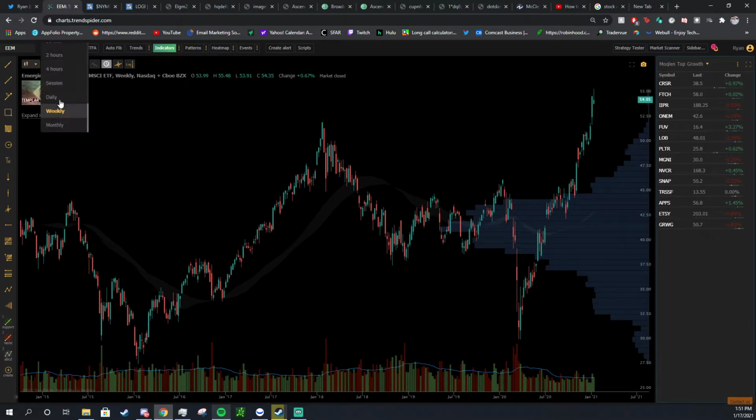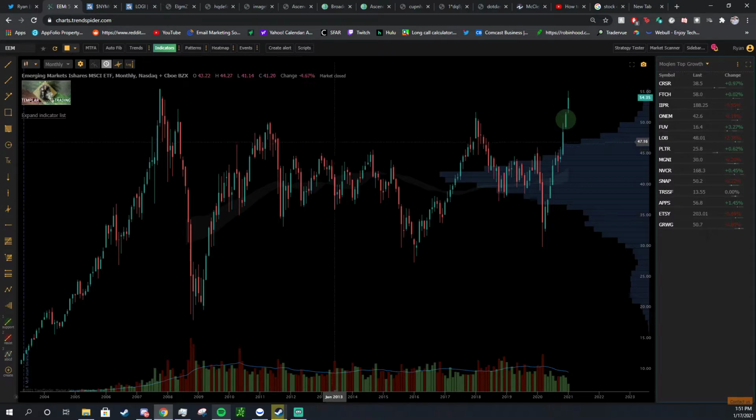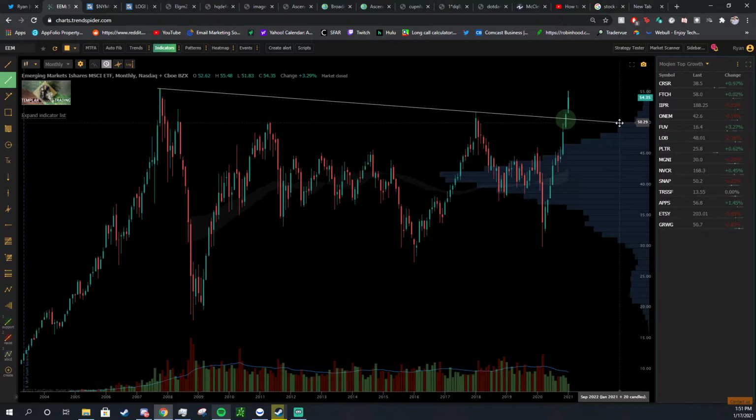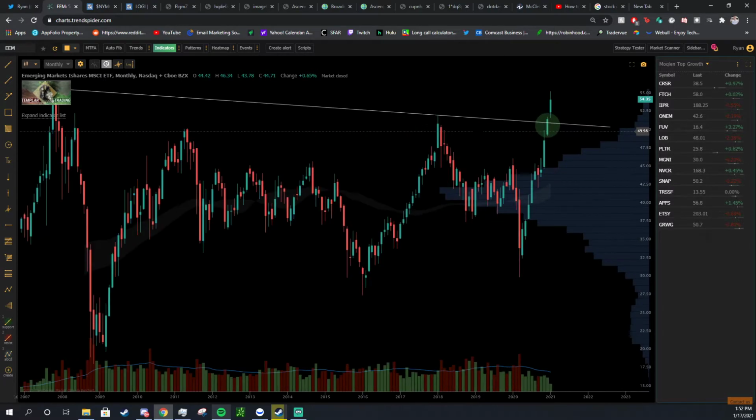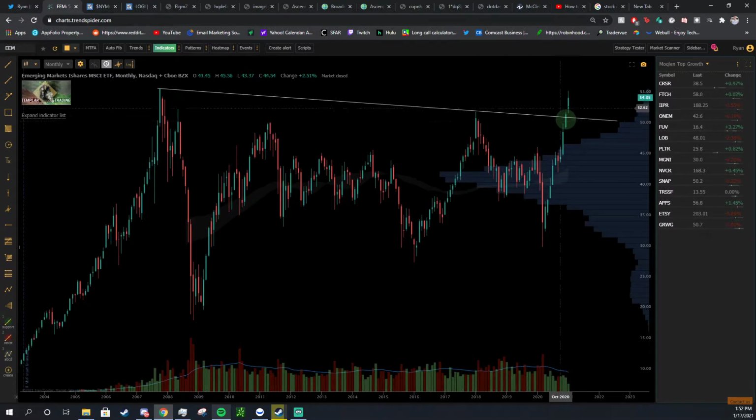Pretty crazy. Monthly. This is interesting. Something that is incredibly important to notice is that this is all the way from 2008. EEM had a decade-long resistance breakout. That won't go unnoticed. People will definitely see that. That's pretty crazy. I would love to see this come back and test this resistance as support and then continue. Could be a good long hold for a slower mover.